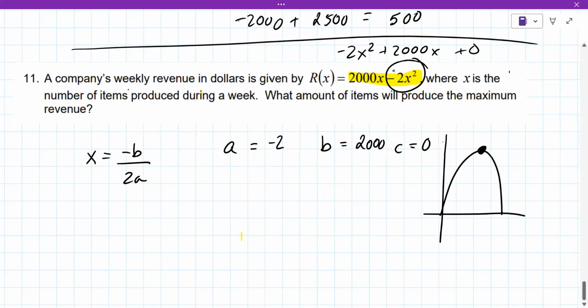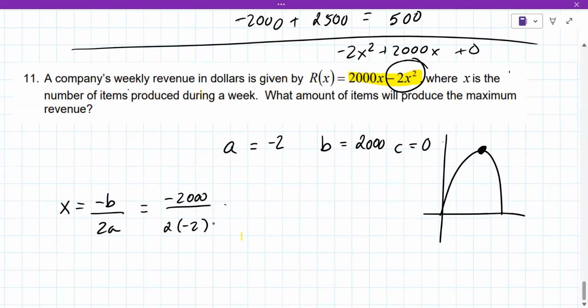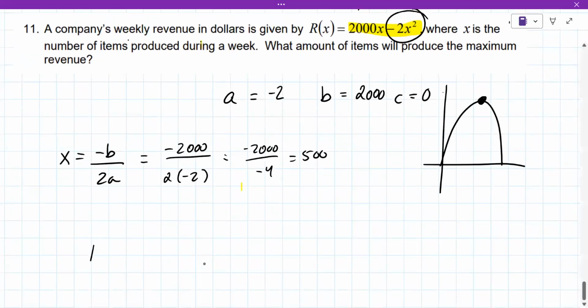C is 0. Could you calculate this, minus B over 2A, for us, please? Negative 500? Well, no, it should be positive: negative 2,000 over 2 times negative 2. It's positive 500. Got it. Now to find the maximum revenue, we put 500 in: 2,000 times 500 minus 2 times 500 squared.